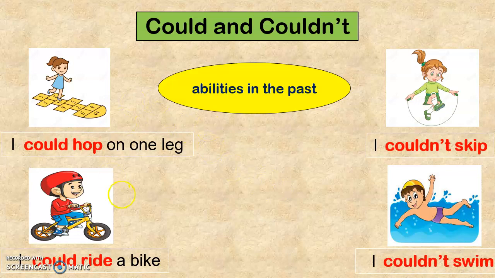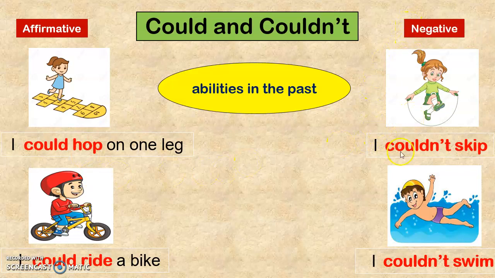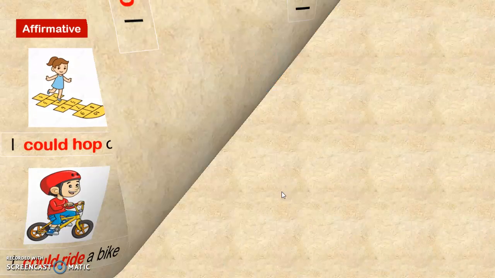But remember, here also we have this column in affirmative and this column in negative. Don't forget, affirmative could hop, negative couldn't skip. But also here we have couldn't with the action. Could with the action hop. Could hop, could ride a bike, couldn't skip, and couldn't swim. Great.